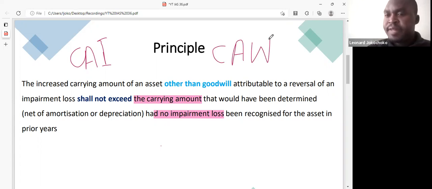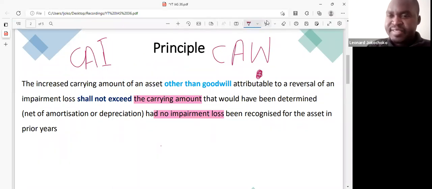Then, when we're going to evaluate a reversal of impairment, we need to ensure that when we increase the asset value, it does not exceed the carrying amount without impairment. And if it does exceed that carrying amount without impairment, the excess reversal is not an impairment reversal. In fact, it is called a revaluation. To understand this concept better, let's look at an example.